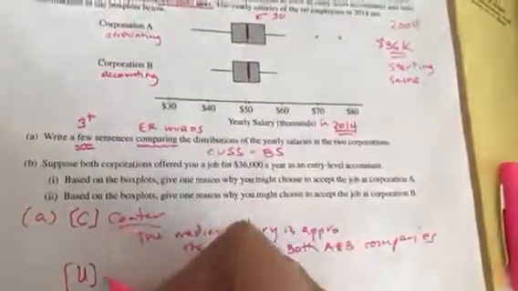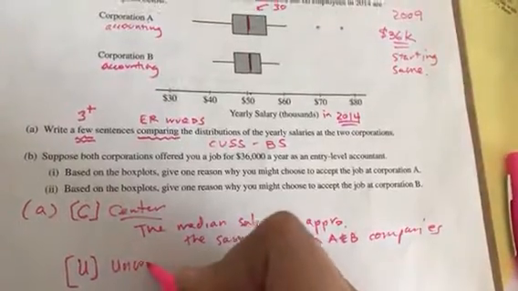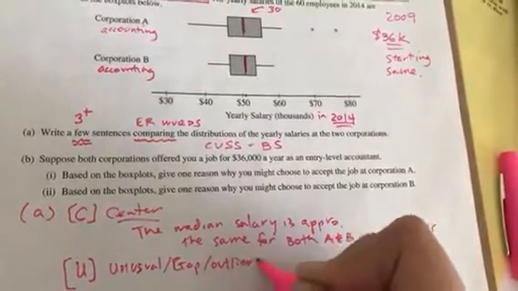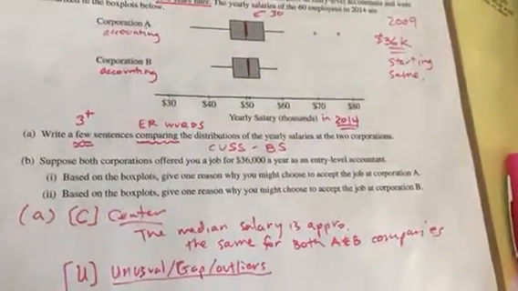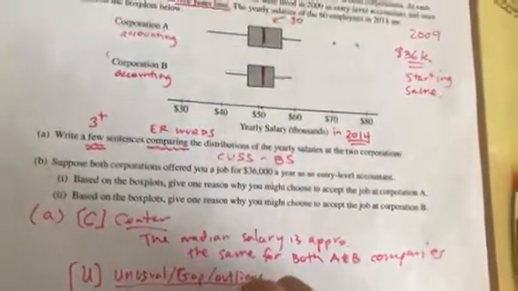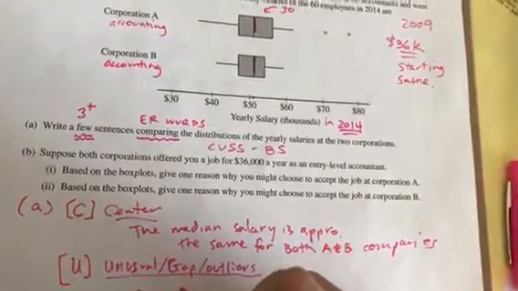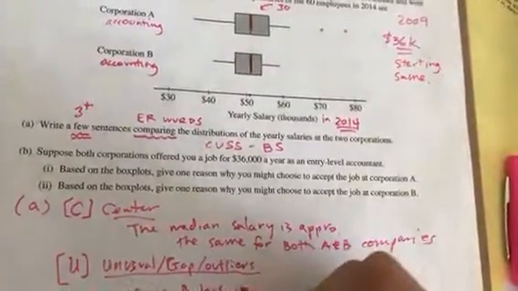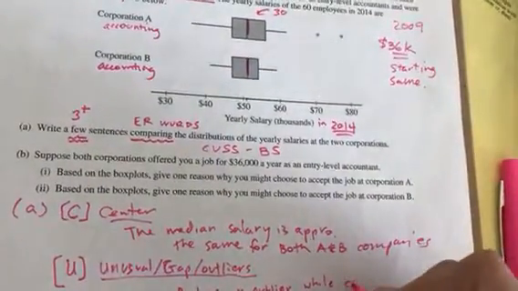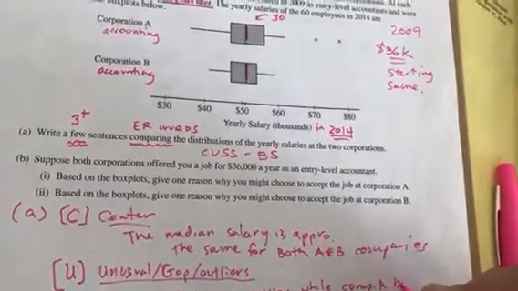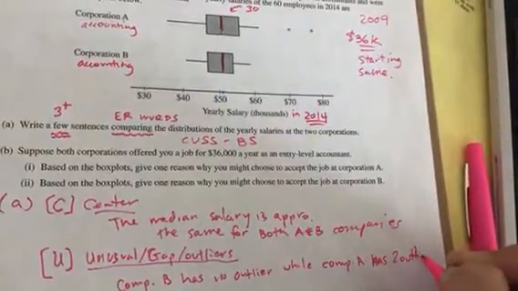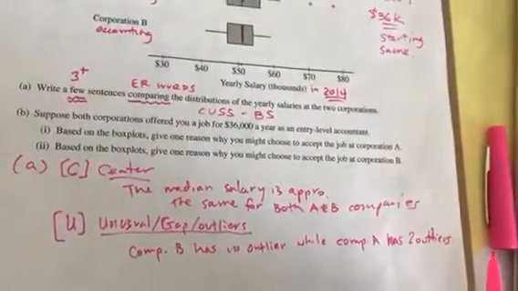U means anything unusual. Gaps, outliers. So I can say Company B has no outliers. Well, Company A has 2 outliers. Okay?